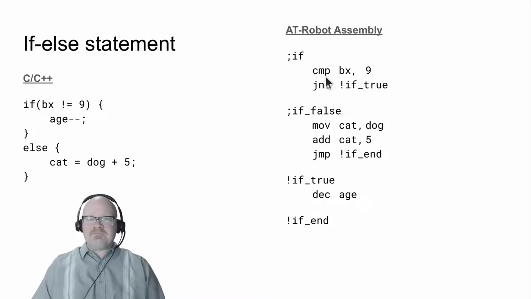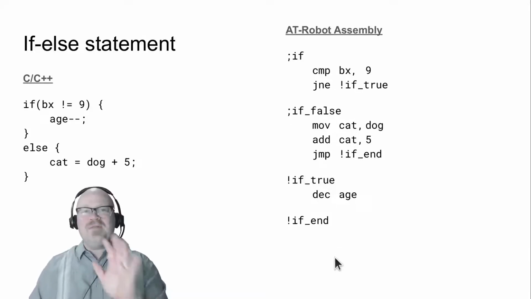So at the top, we compare bx to 9. Notice this time that I'm not using inverted logic. I'm doing the same condition as what's over here. So I'm going to jump if bx does not equal 9 to the true part of my code. That's exactly what this says. So that means I'm going to go from here down here to the true portion of the code. And I'll decrement age. And then when I'm done with that, I'll end.